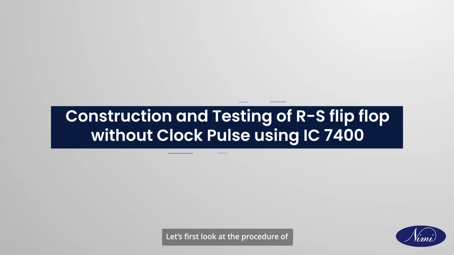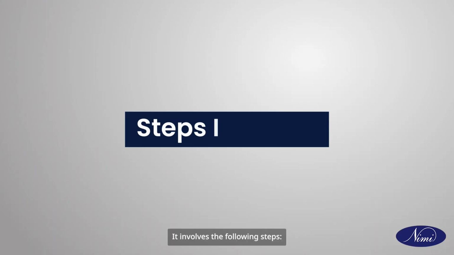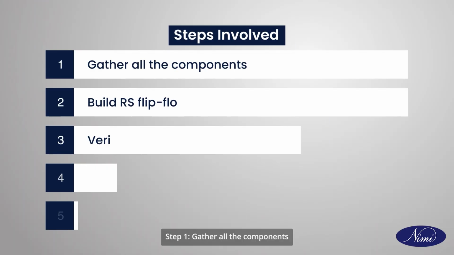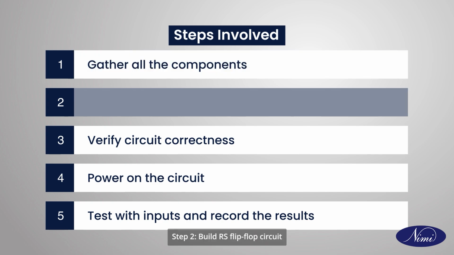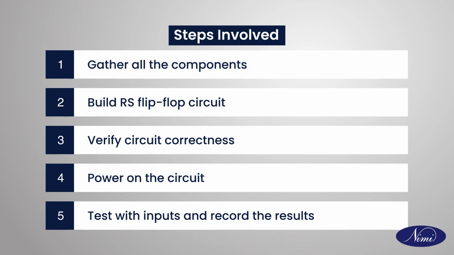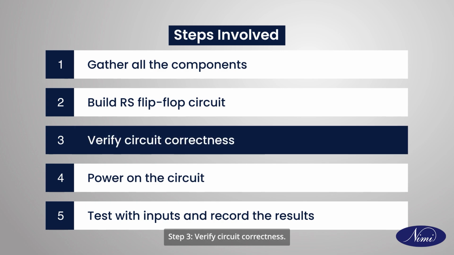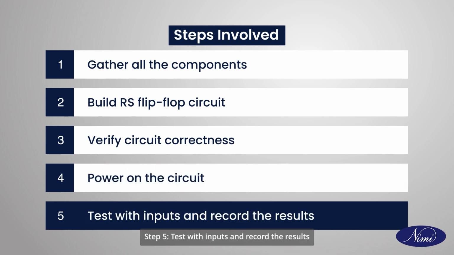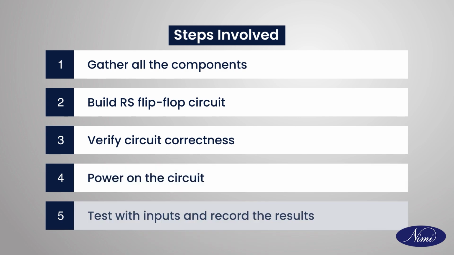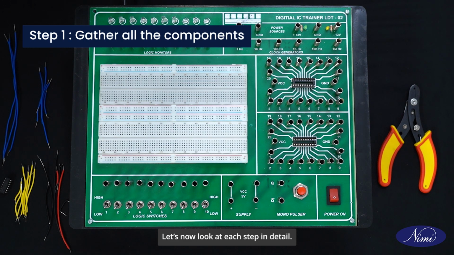Let's first look at the procedure of construction and testing of RS flip-flop without clock pulse using IC 7400. It involves the following steps. Step 1. Gather all the components. Step 2. Build RS flip-flop circuit. Step 3. Verify circuit correctness. Step 4. Power on the circuit. And Step 5. Test with the inputs and record the results. Let us now look at each step in detail.